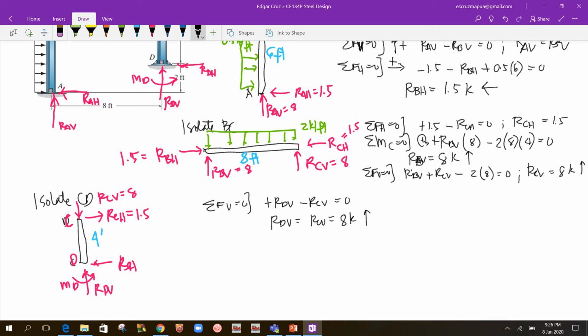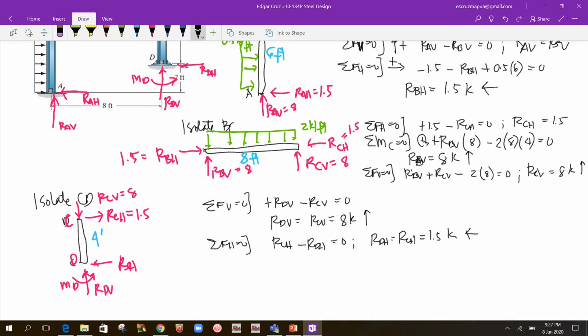Which is upward. Now when you take summation of forces horizontal equal to 0, the RCH to the right minus RDH equal to 0. So from there, I could solve that RDH is just equal to RCH, and that is equal to 1.5 kips. So our RDH is to the left.